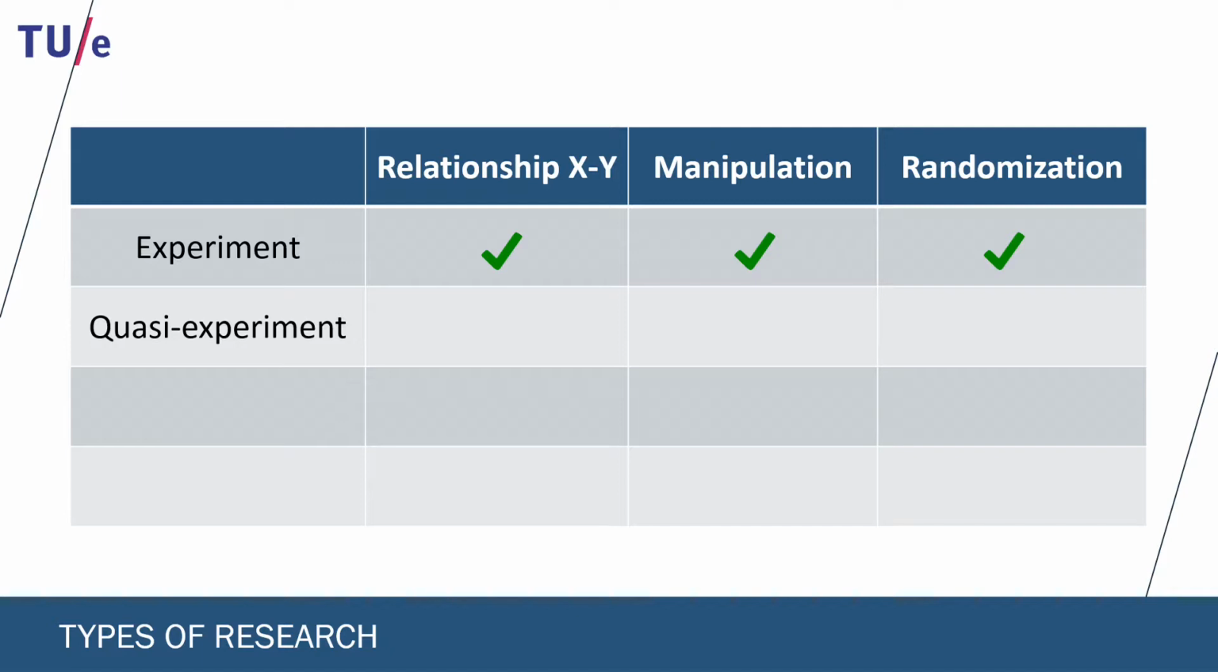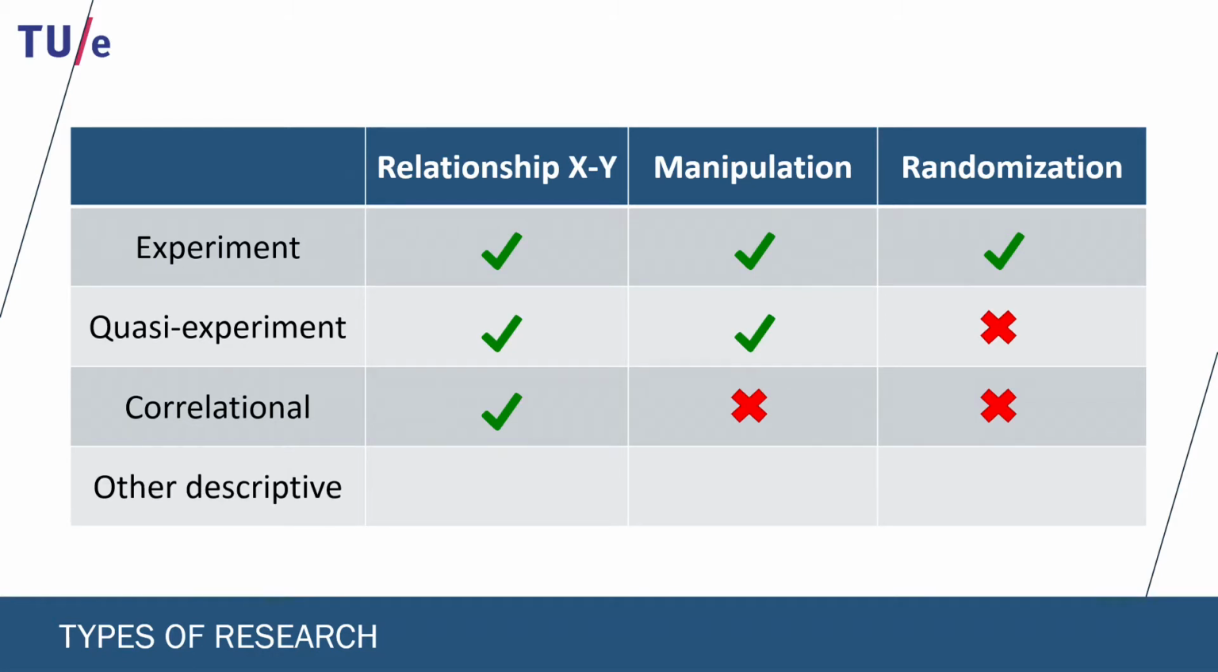In the quasi-experiment, we also test for the relationship between variables, and we have a manipulation, but we are not able to randomly assign participants to conditions. With correlational research, we again test for a relationship between variables, but we are not able to have a manipulation or randomization. This is because we only look at the relation between variables. We don't manipulate anything. And finally, with descriptive types of research, we don't have any of these criteria. We don't test the relationship between variables, there is no manipulation, and also no randomization.